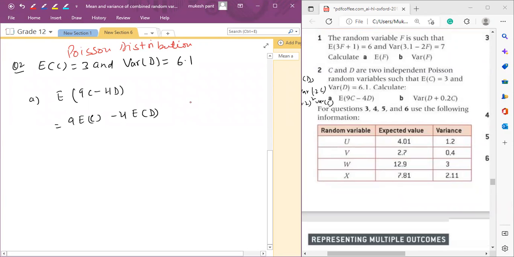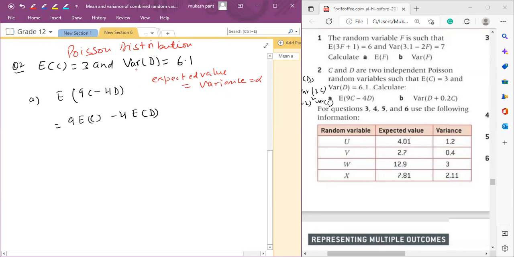In Poisson distribution, expected value is equal to variance, is equal to the alpha parameter. So here, only in Poisson distribution, right? Either expected value or variance, same.